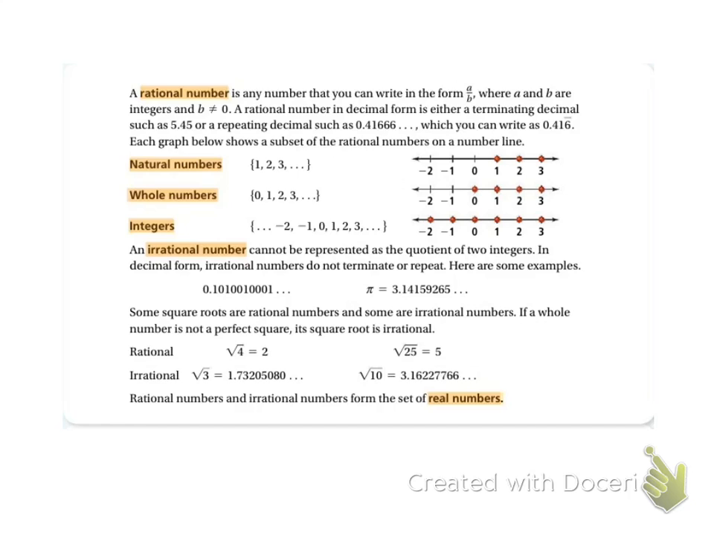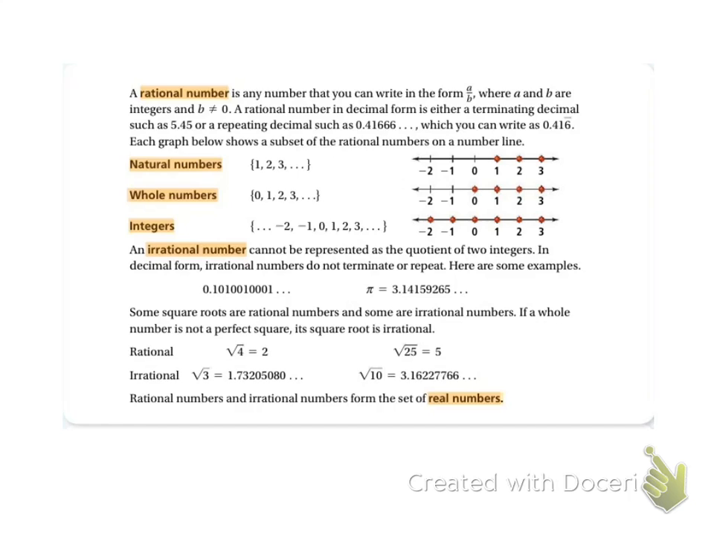The natural numbers are 1, 2, 3, 4, 5, and so on. The whole numbers are the natural numbers plus 0, so it's 0, 1, 2, 3, 4, 5, and so on. And the integers are the whole numbers but with the negative numbers. So -5, -4, -3, -2, -1, 0, 1, 2, 3, 4, 5, etc.